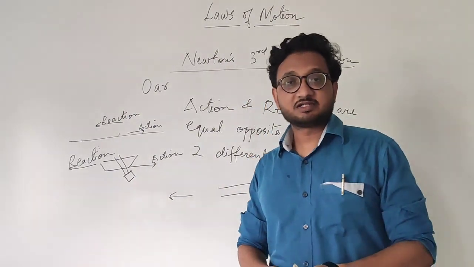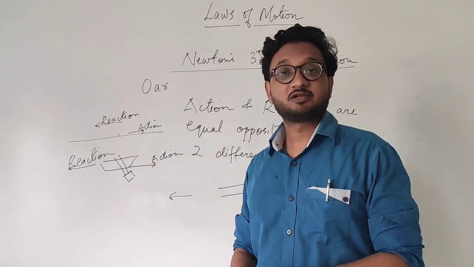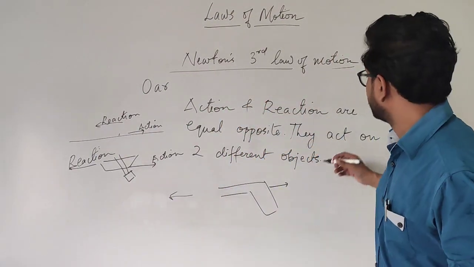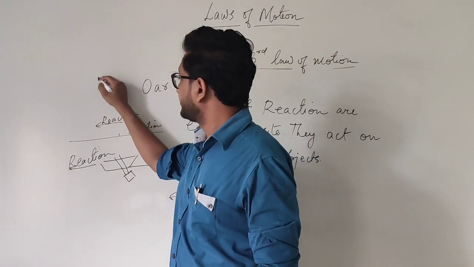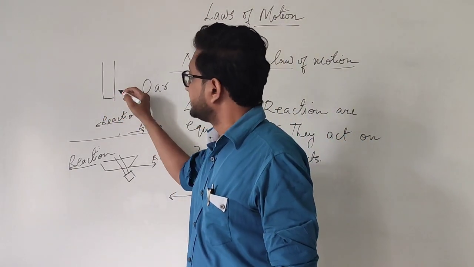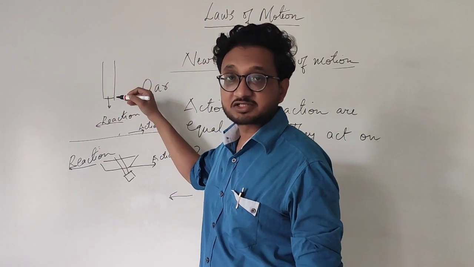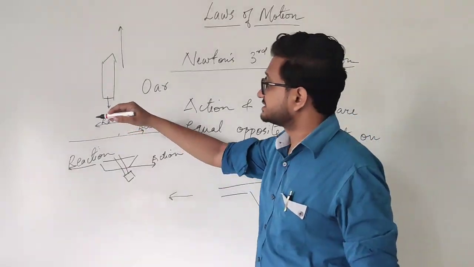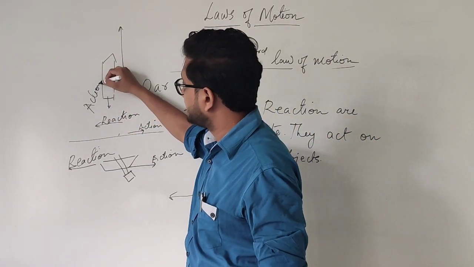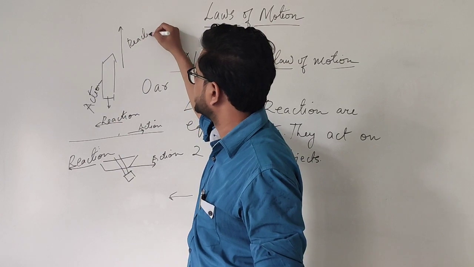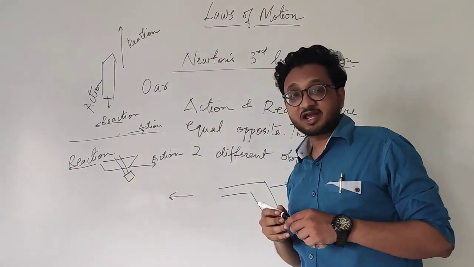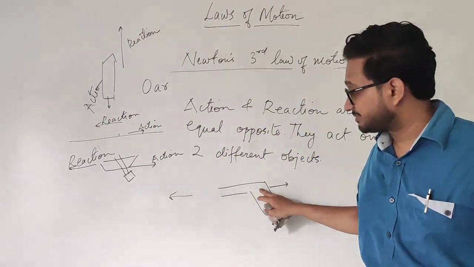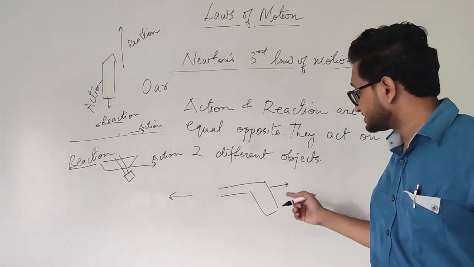The other simple one is rockets. You might have seen how rockets are used. Whenever a rocket is fired in an upward direction, it applies a force in the downward direction, because of which the rocket itself moves in the upward direction. So this is action and this is reaction. Always remember that action and reaction happen on two different objects. In the gun example, the action is happening on the bullet and the reaction is happening on the gun.